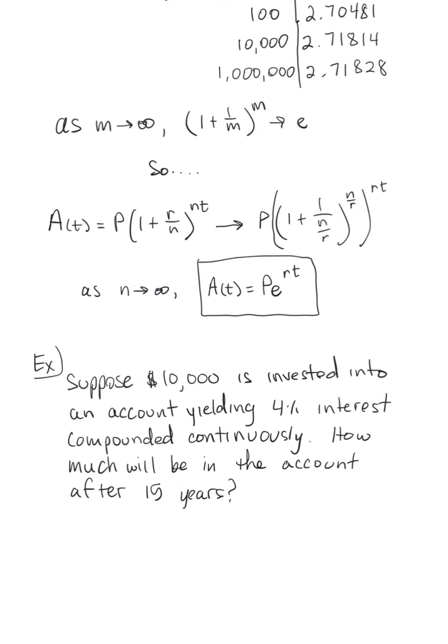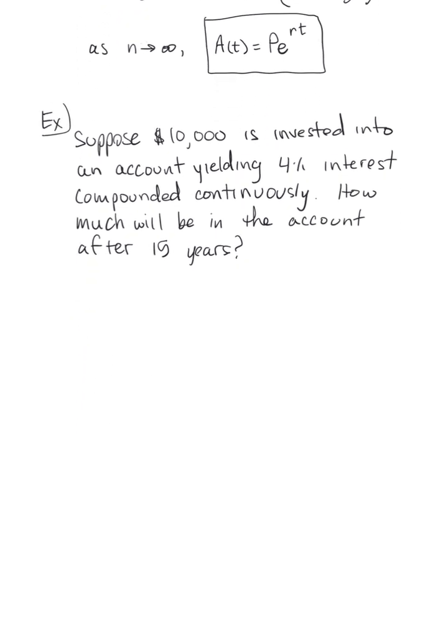So in this example, go ahead and pause it, write this example down. We're going to use the same numbers as the previous example, $10,000. It's invested into an account with 4% interest, but now it's compounded continuously. So we're going to check to see how much is in this account after 15 years. So the amount after 15 years, we're using this formula here, PERT for short, so principal investment multiplied by the base e raised to the rate times time.